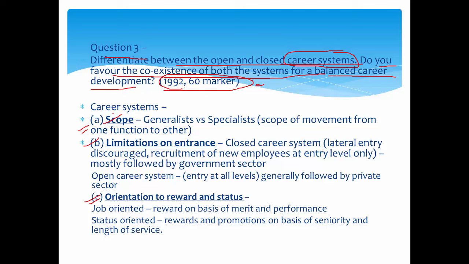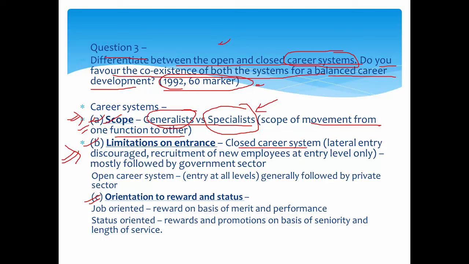So the career systems which are based on scope are generalist versus specialist. The generalist's scope is wide. They can move from one organization to another. They have multiple functions. They can fit in any organization. But specialists have a very specific function, so their scope is narrow. They have to work in a specific domain. So this is the career system based on scope. Then the career system based on limitation on entrance. This is what the question has asked: open and closed system.